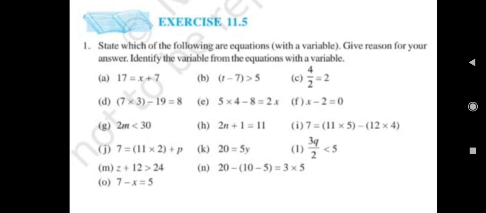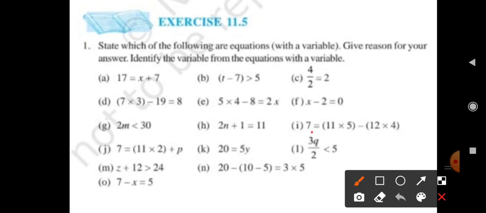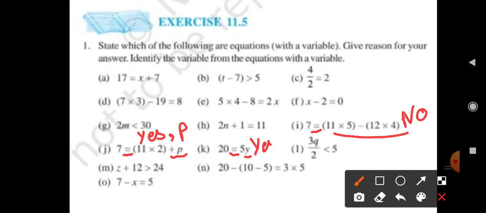Now again check the I part. The equality sign is present. Variable, there is no variable. So you will write down no, this is not an equation with a variable because the variable is missing. Now the J part, again check. The equality sign is here, variable p is here. So for the J part you will write down yes, this is an equation with variable p. Now for the K part, again check. The equality sign is here, y is a variable. So yes, this is an equation with variable y.